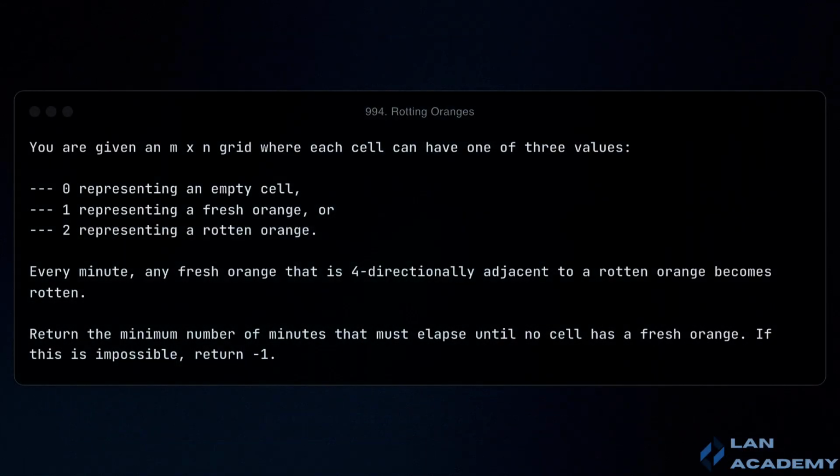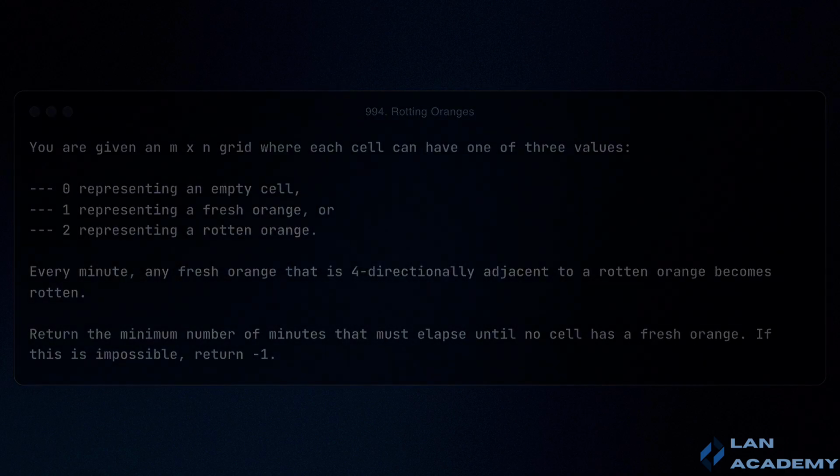In this problem, we receive an m times n matrix that contains only the values 0, 1, or 2, where 0 represents an empty cell, 1 represents a fresh orange, and 2 represents a rotten orange. Every minute, a fresh orange that is adjacent to a rotten orange in any of the 4 possible directions, up, down, left, or right, also becomes rotten. Our goal is to find the minimum time required for all fresh oranges to become rotten. If it is impossible for all oranges to become rotten, we return -1.